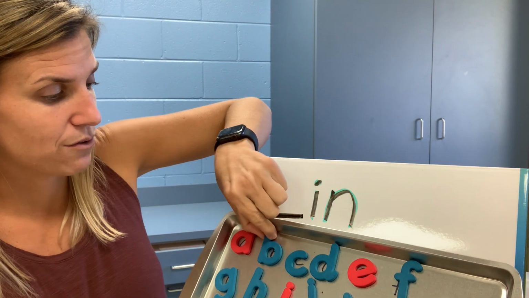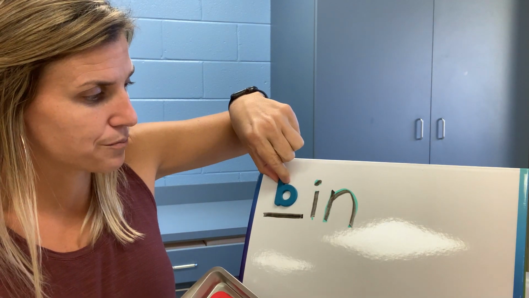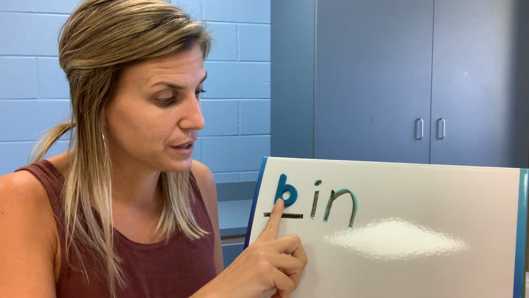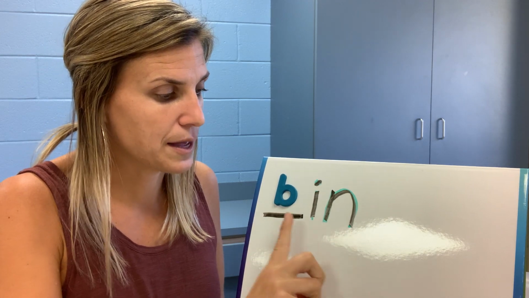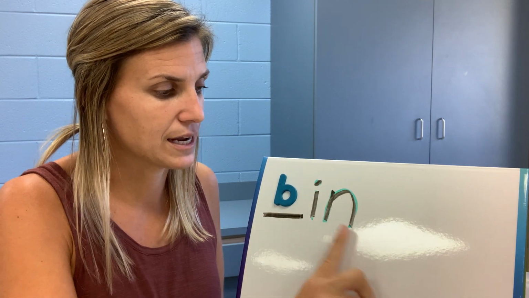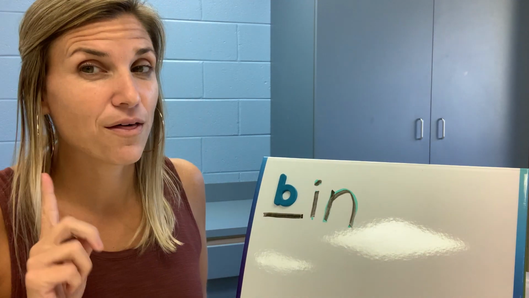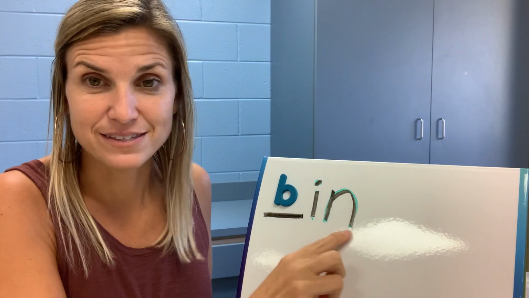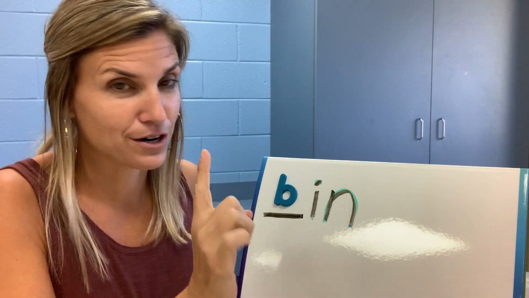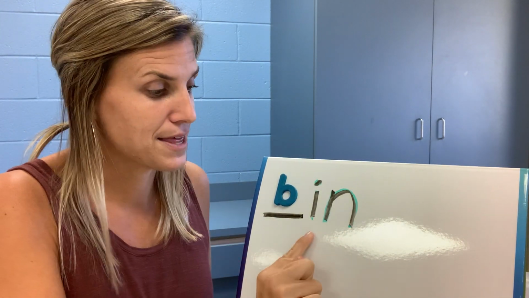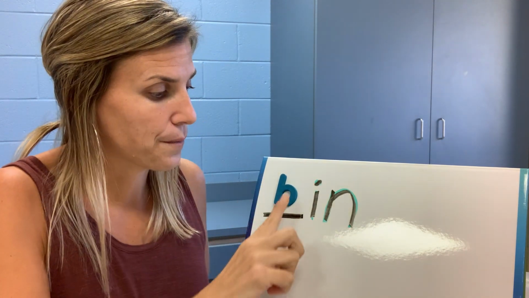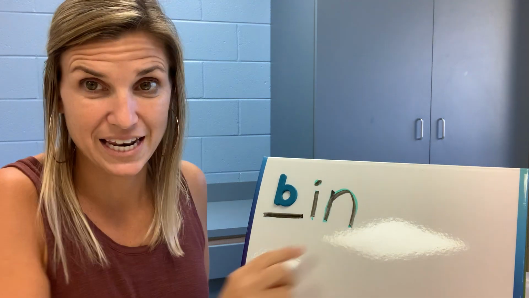So one of my words, I'm gonna try the letter B. Let's tap it. Ready? B, I, N. Bin. Bin. Now, that's how we tap each sound, but we already know that this says in. So I'm going to start saying just the first sound and then saying in, because I already know that sound part is in. So, b, in, bin.